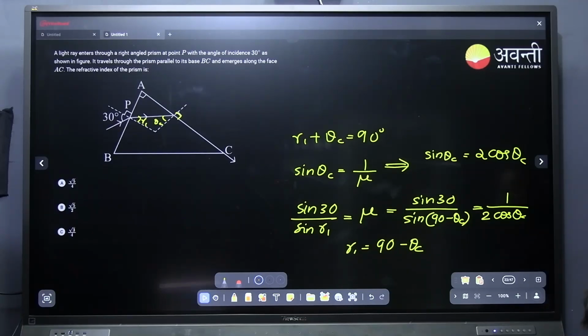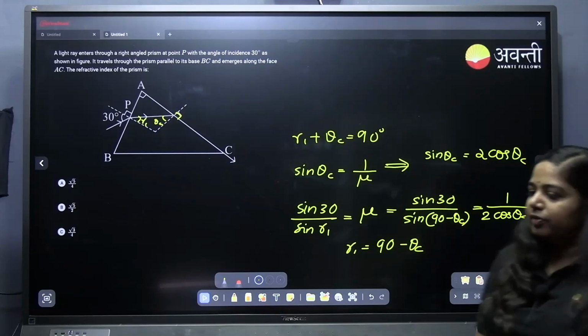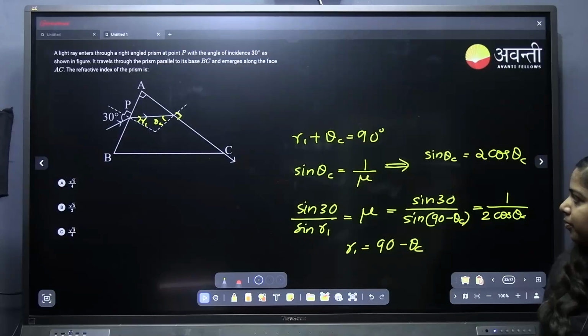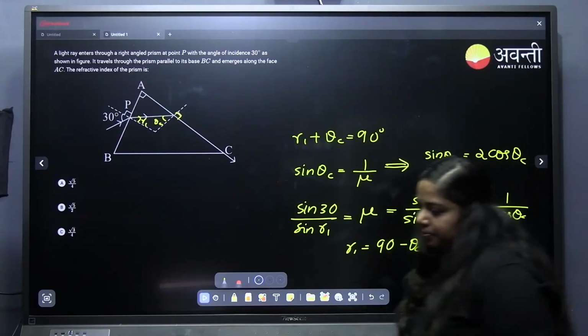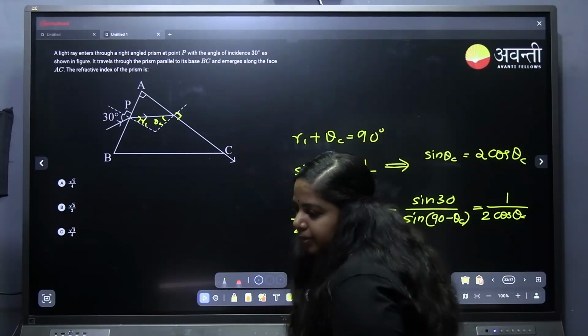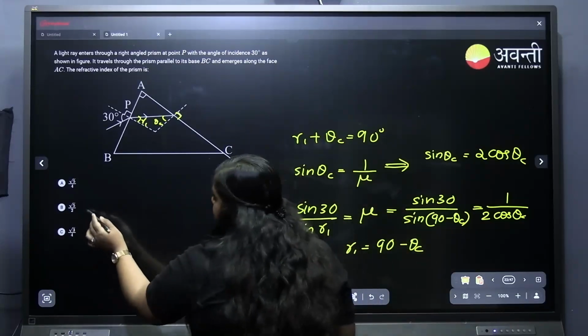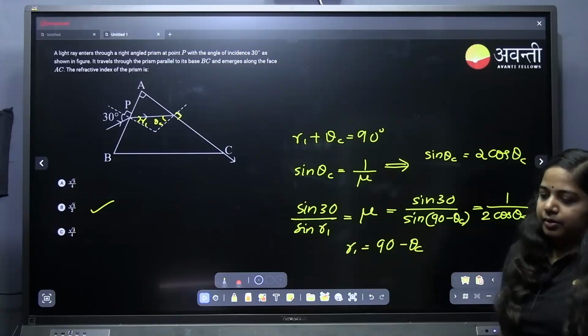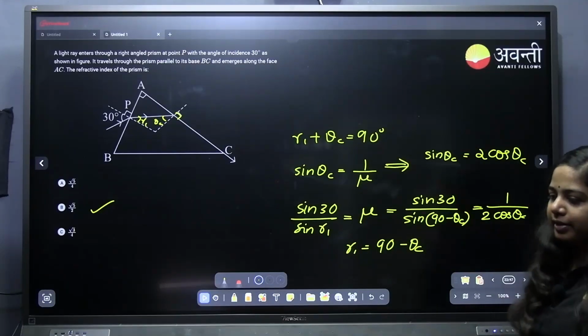Then sin theta c by cos theta c you can substitute equal to 2. So tan inverse 2 will be answer. Okay. Basically you will get answer as root 5 by 2. I think you can solve it. Moving on.